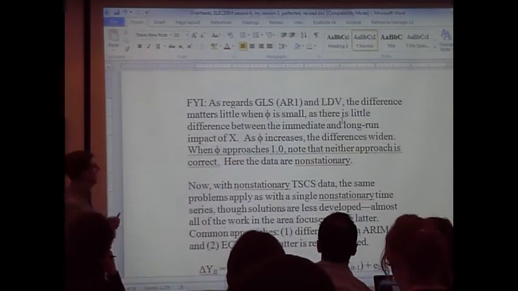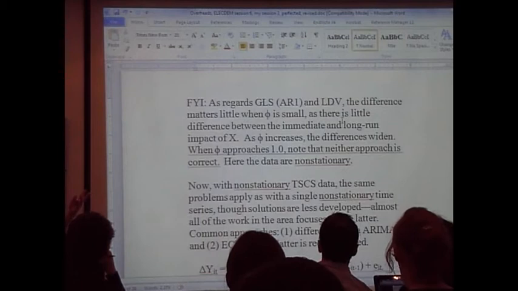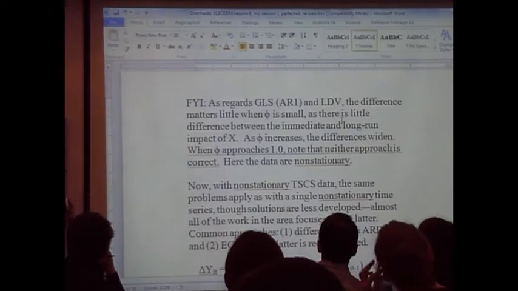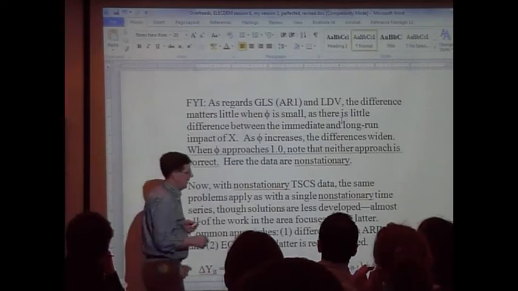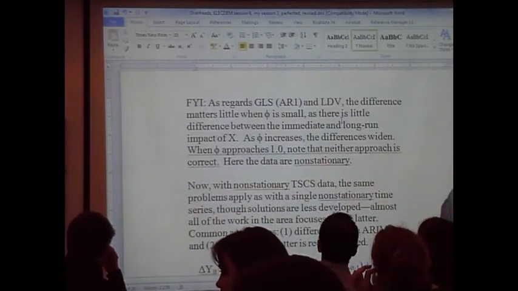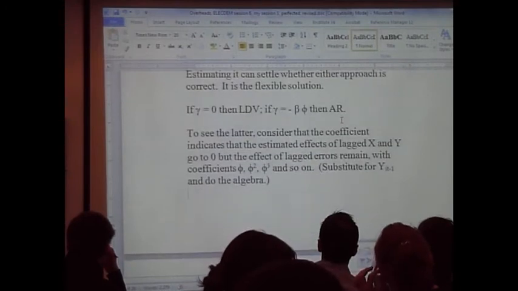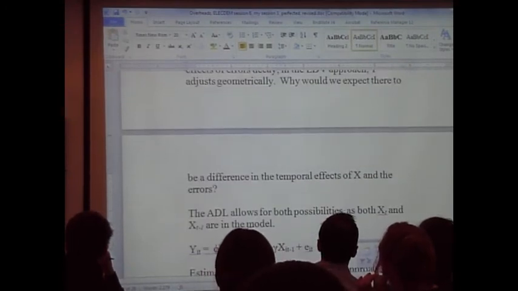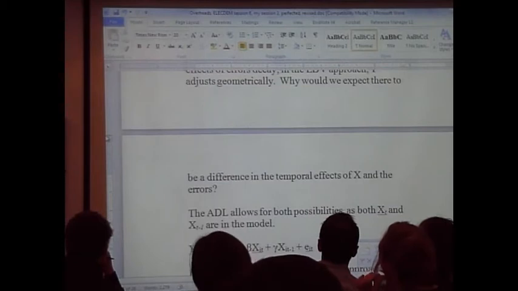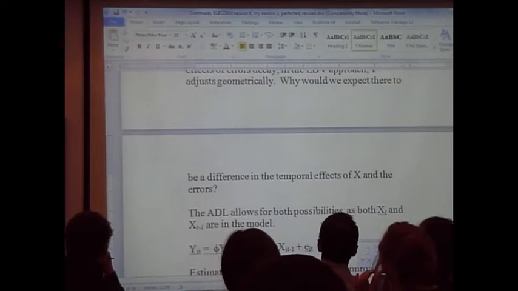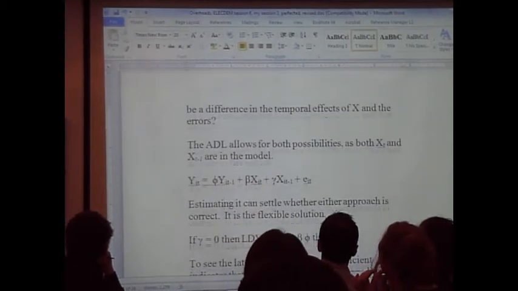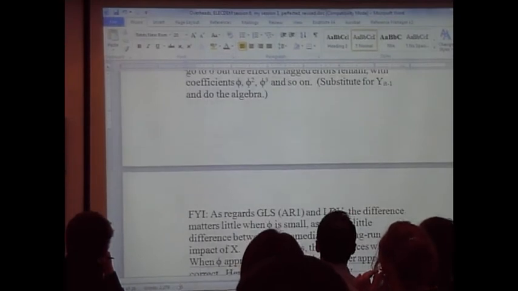As regards estimating, this is what most people do: you want to correct with GLS, you want to correct the serial correlation, you want to do lag dependent variables. But again, you shouldn't do that. You should just go up here and estimate the ADL, right there. And it'll tell you whether it's a lag dependent variable model or a serial correlation model.